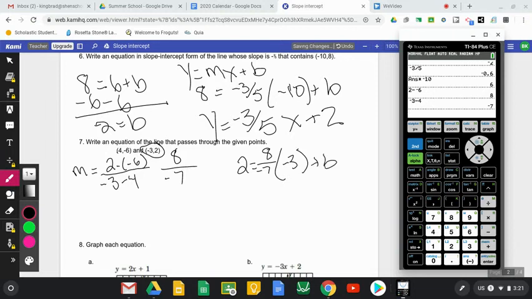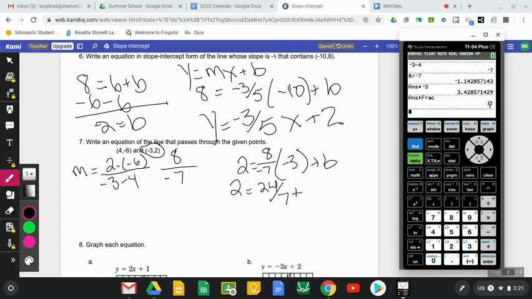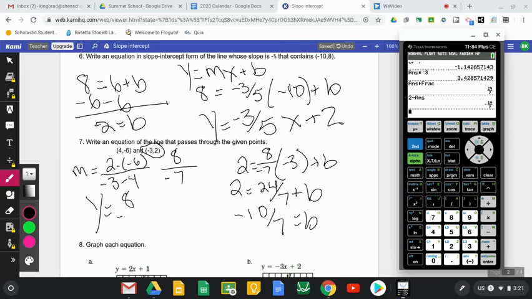All right, so I got 8 divided by negative 7. I'm going to times that by negative 3 first, and I'm going to turn that to a fraction. This one's just going to be messy. So I got 2 equals 24 over 7 plus b. How do I get b alone? Subtract 24/7. So 2 minus second answer, so negative 10 over 7 is b. But how do I finish? y equals 8 over negative 7 x minus my b.